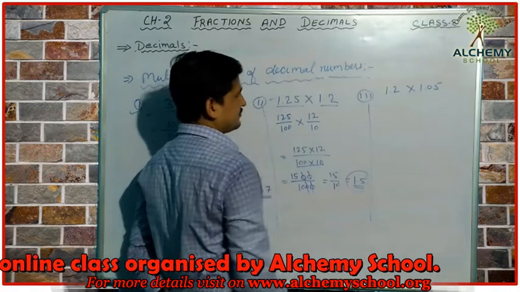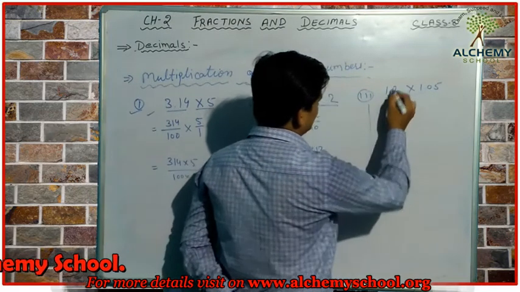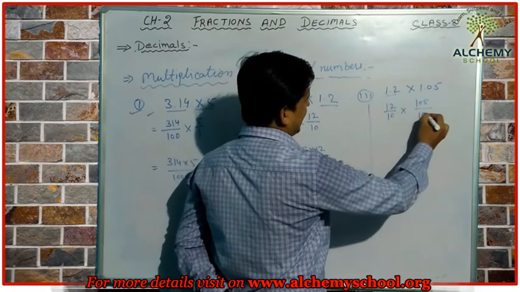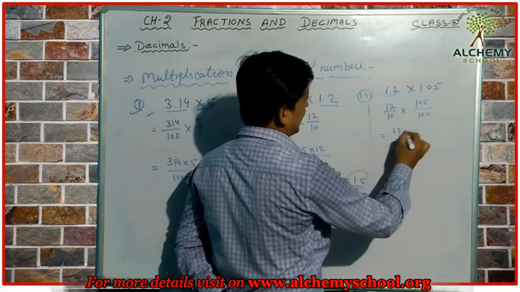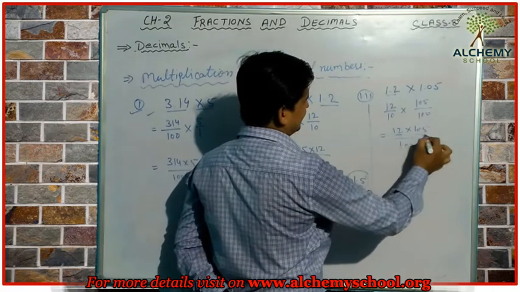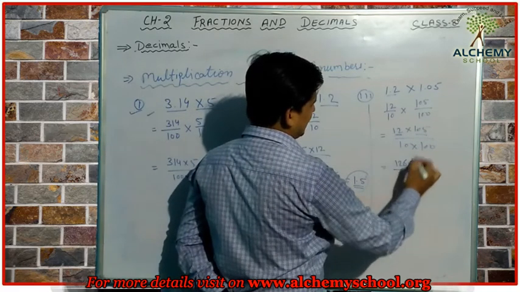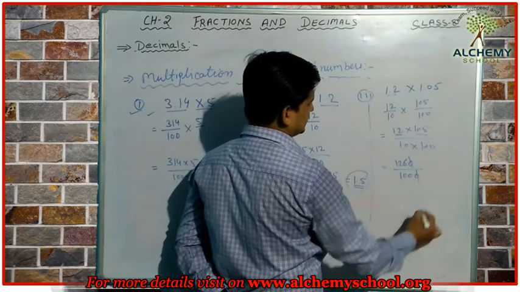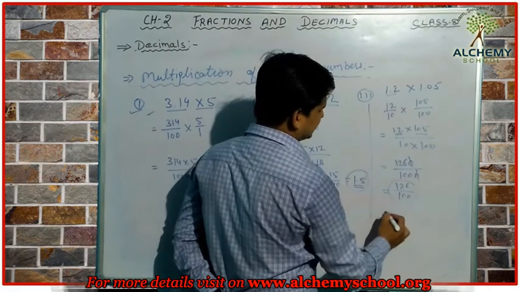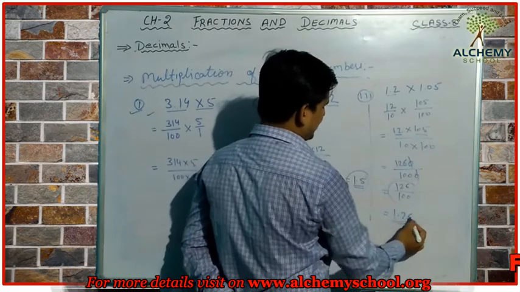The same way we can multiply the next one. We have 1.2 multiplied by 1.05. So 1.2 can be written as 12 upon 10, multiplied by 105 upon 100. We can multiply these two values, 12 into 105 and 10 into 100. So when we multiply this, we get 12 5s are 60, 0 6, 12 1s are 12 and we have 1000. The 0s will be cancelled. Now we have 126 upon 100. This 126 upon 100 can be written as 1.26. So the answer for this question is 1.26.